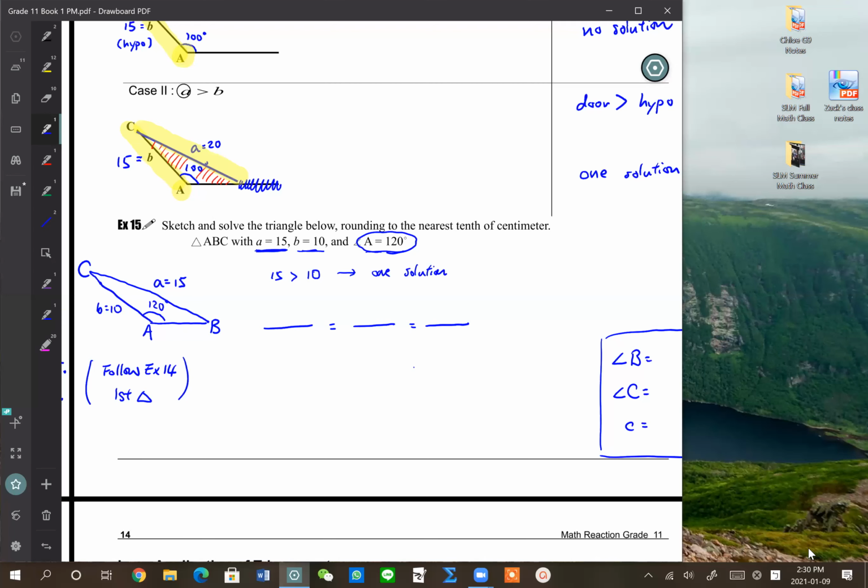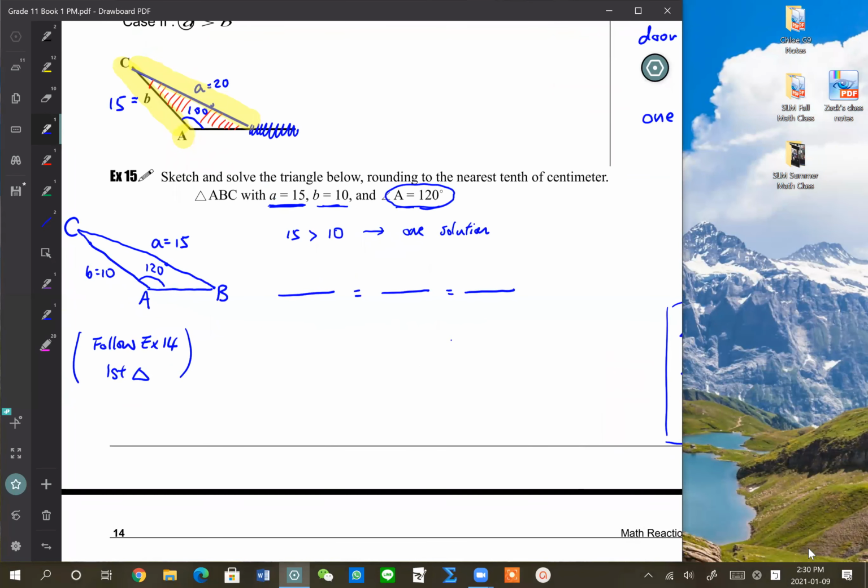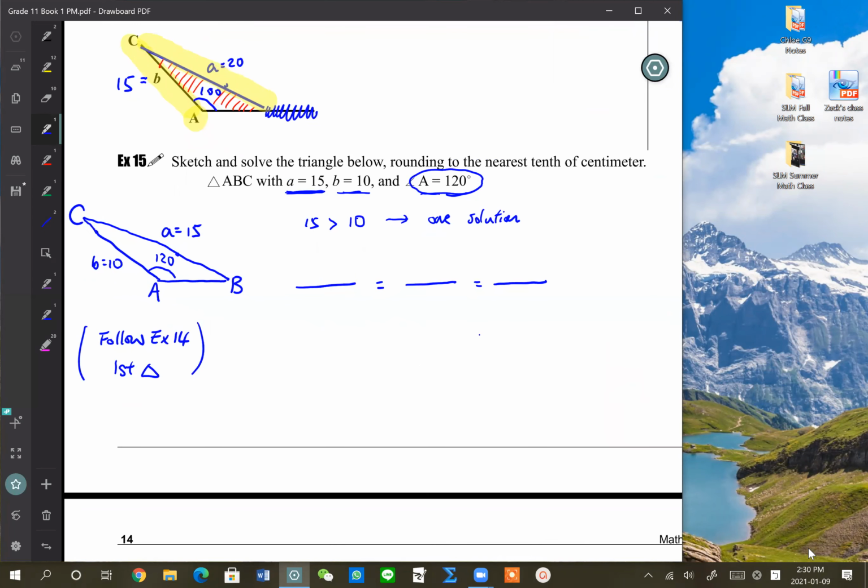Okay, I want to check the setup first. Colin, can you tell us your setup of the sine law? 15 over sine 120, and then 10 over sine b. Very good. And c over sine c. All right, very good.